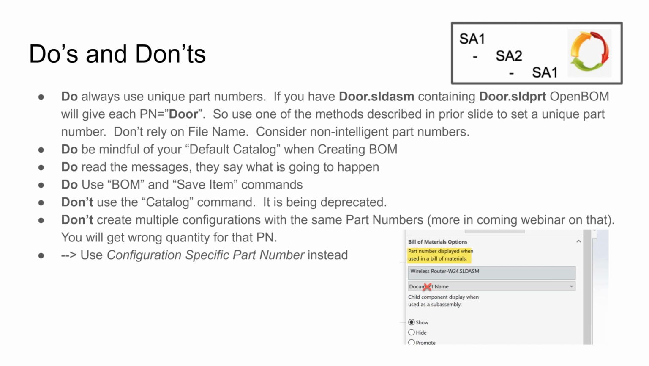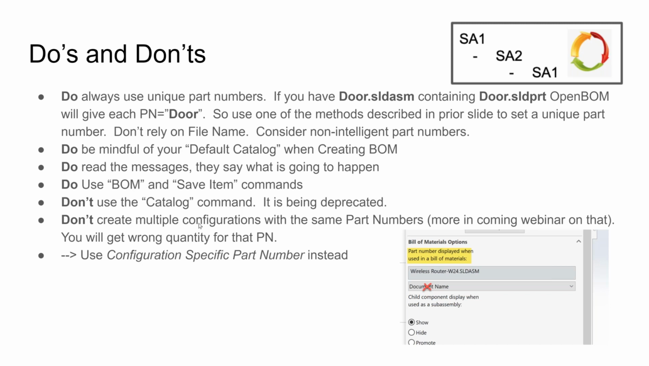Read the messages that come up. We try to keep them brief, but they do have some information about what is going to happen, so make sure that that's what you expect. Use the BOM and save item commands. The BOM is great for creating that first BOM and introducing it to OpenBOM. Save items is good for updating individual items as changes occur. I'm going to discourage you from using the catalog command. We're in the process of deprecating that in place of the new bill of material command.